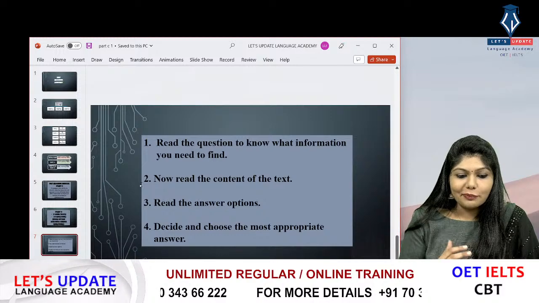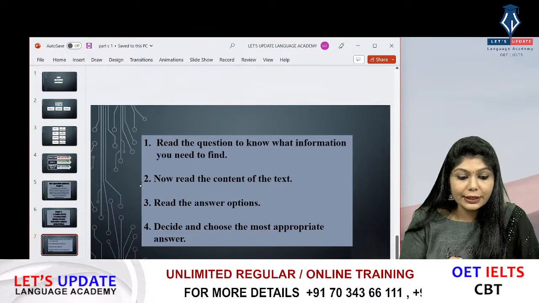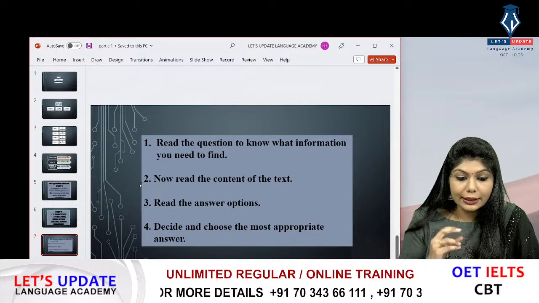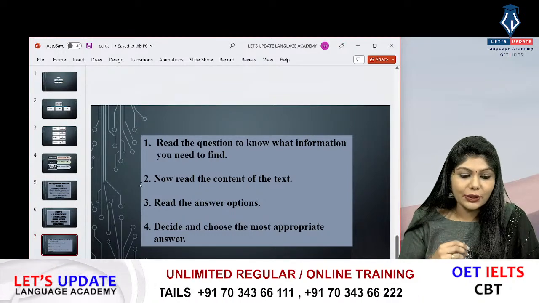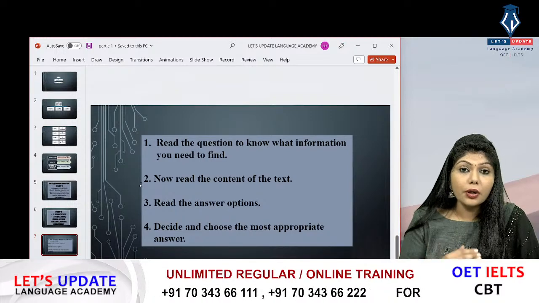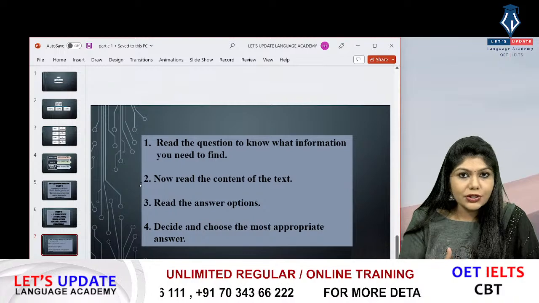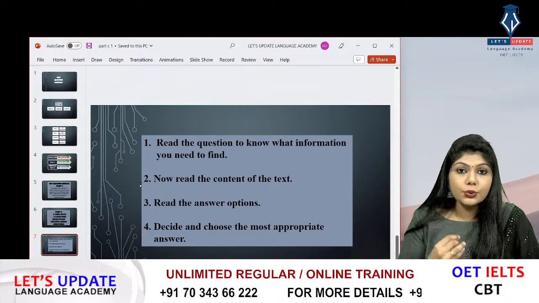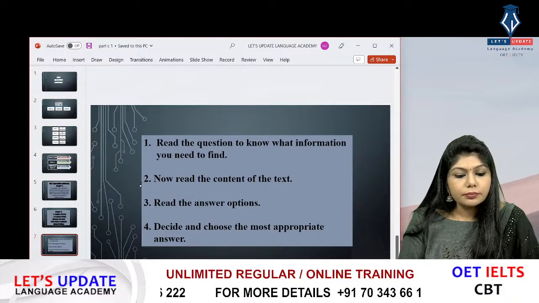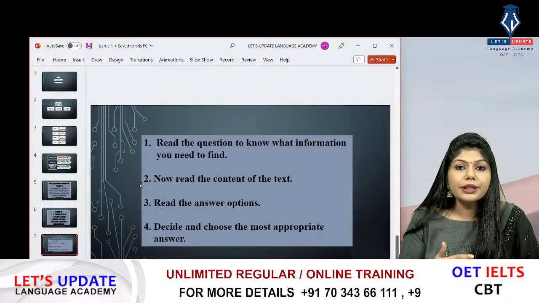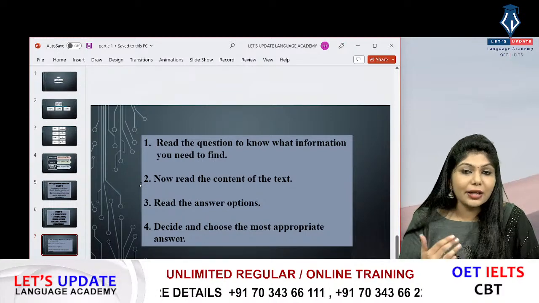Moving to how to approach part C: you need to read the question first to know what information you need to find, then read the content of the text, in the sense of the paragraph where the information probably is. When you read it, your aim should be to find the answer to the question you have just read. Then read the four answer options, and decide and choose the most appropriate. This is the approach you adopt to tackle part C. Usually the order is such that the first question will be from the first paragraph, the second from the second paragraph, and so on.